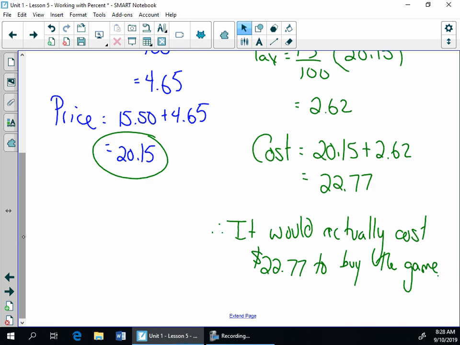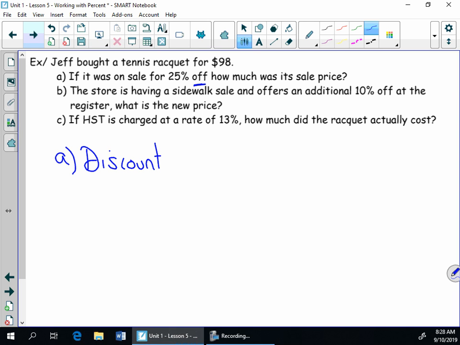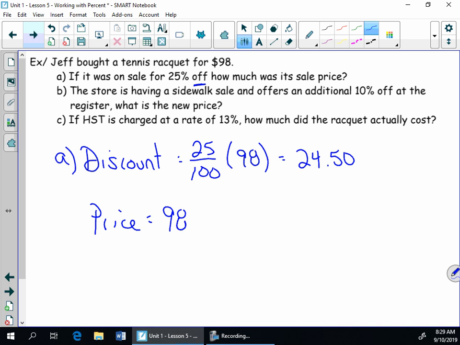Okay, we'll try the last one here. We've got Jeff. He's buying a tennis racket for $98. If it's on sale for 25% off, how much was the sale price? Well, we can do that. We have a percentage off, so that means it's a discount. How much? 25 out of 100 times the $98 we started with, which gives us 24.50. That's our discount. So our actual price: start at 98, take off 24.50, and we end up at 73.50.